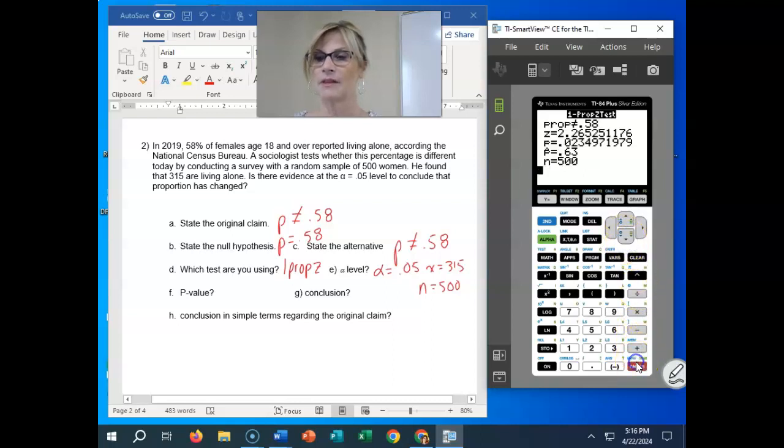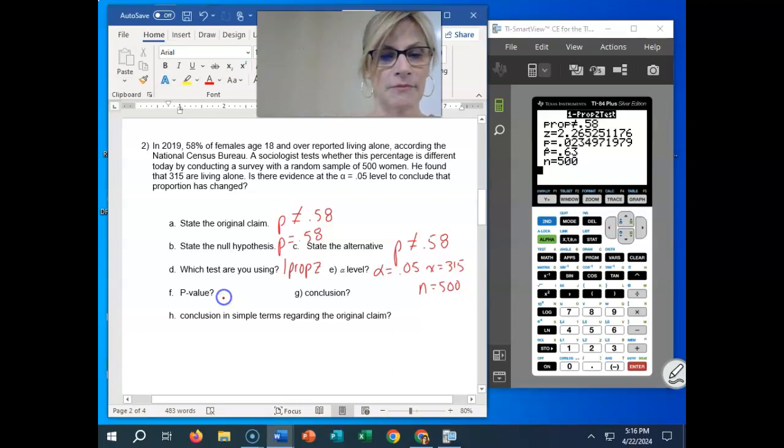Calculate. And you'll notice that we get a p and a p hat. P hat is just x divided by n. We don't care, that's just a fraction. We want p. P is the percent of time that we could be making this error. So p for us is 0.023.